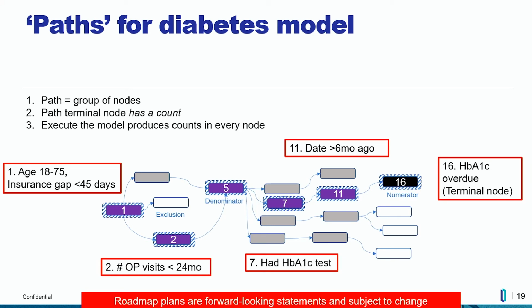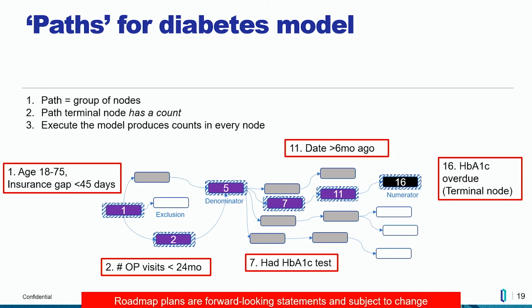called a path. And so here, there's a path that ends with node 16, and node 16 is the place that indicates that the members on this list are overdue for a hemoglobin A1C test. We call that a terminal node in a path. The other nodes in the path set up the conditions for that.